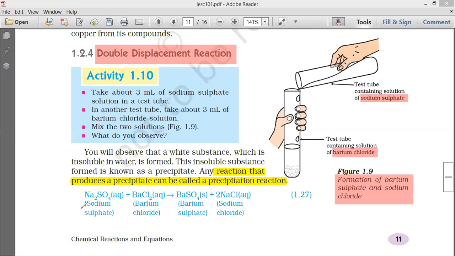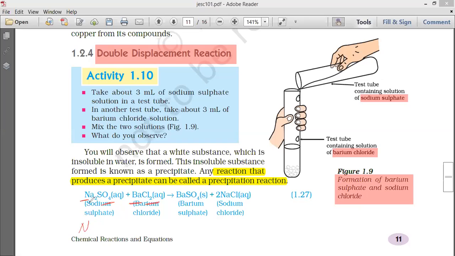We have sodium sulfate, Na is sodium, and sulfate SO4 in aqueous form. Okay, and another reactant is barium, Ba, and chloride, Cl2. Now what happens? The product becomes BaSO4. So this is our Ba, and it reacts with sulfur. Now these converted into two ion.